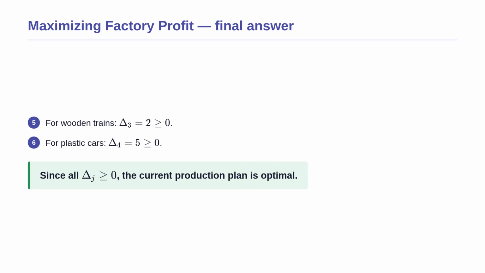We compare our values to the termination rule. Since 2 is greater than 0 and 5 is greater than 0, the condition is perfectly satisfied. The factory manager can safely stop calculating. This is the most profitable plan possible.